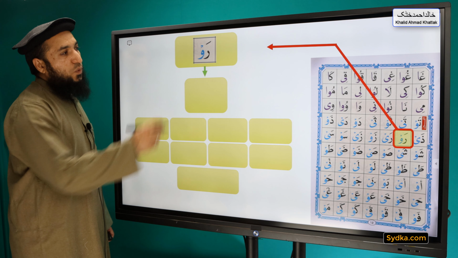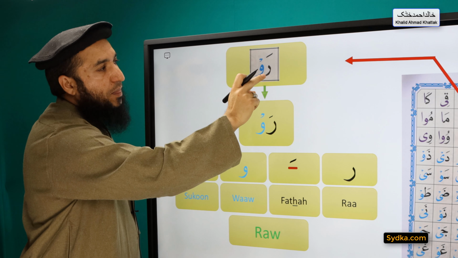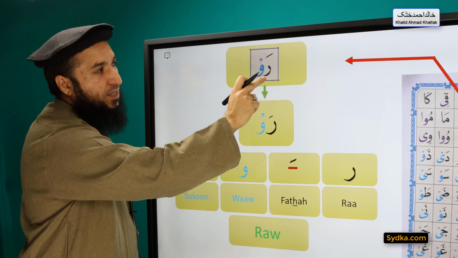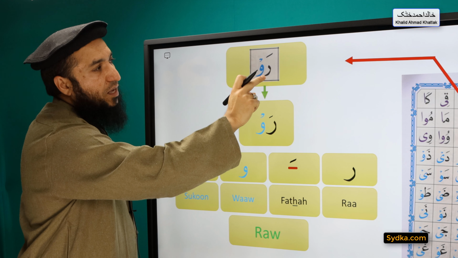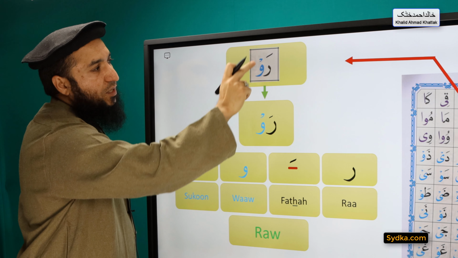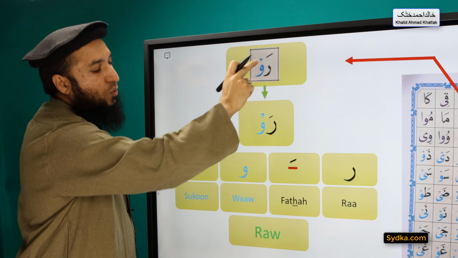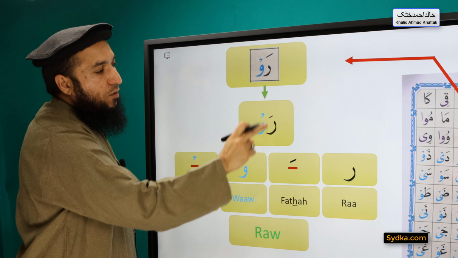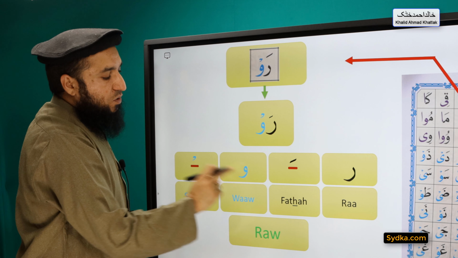So the first syllable we have is Ra Fatha Waw Sukoon Raw. Ra can be light or heavy, but in this case it's heavy because it has Fatha on top of it. It is followed by Waw, and Waw has a Sukoon. Ra Fatha Waw Sukoon Raw.